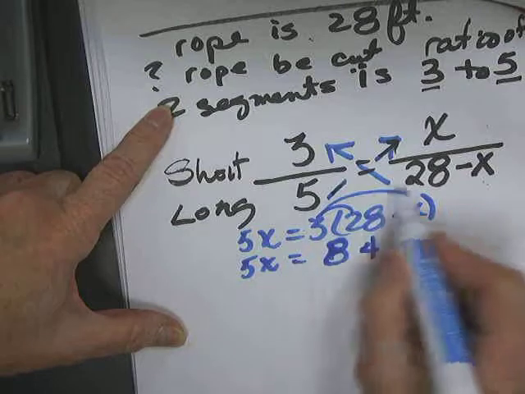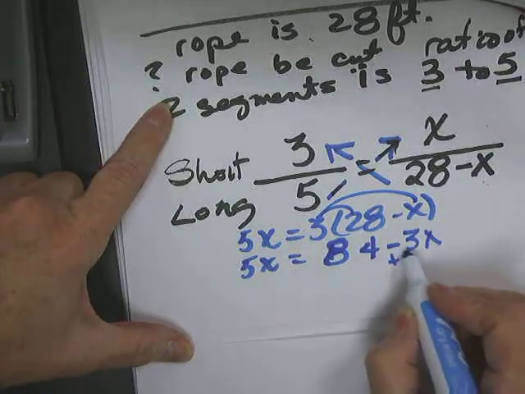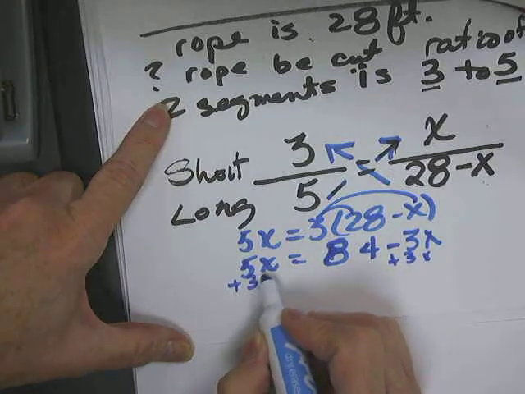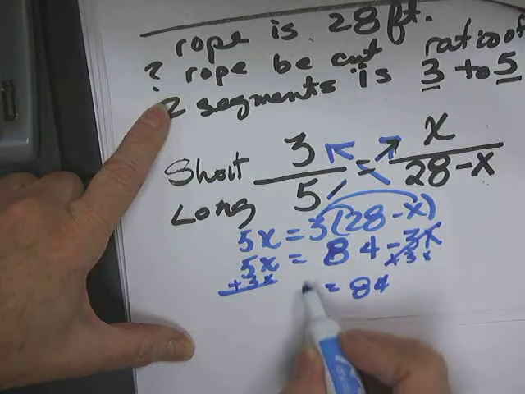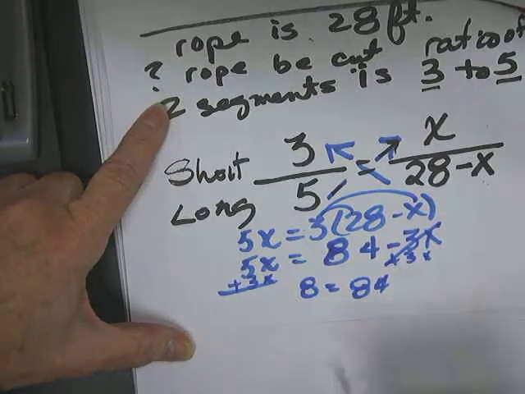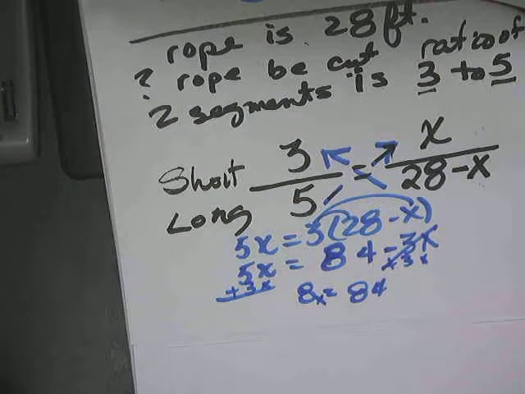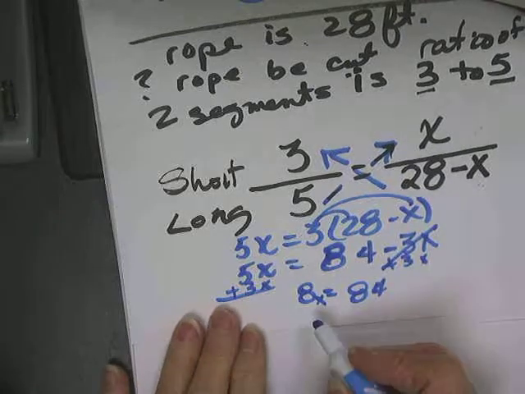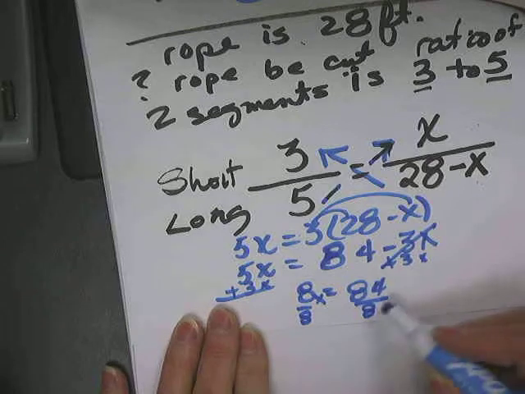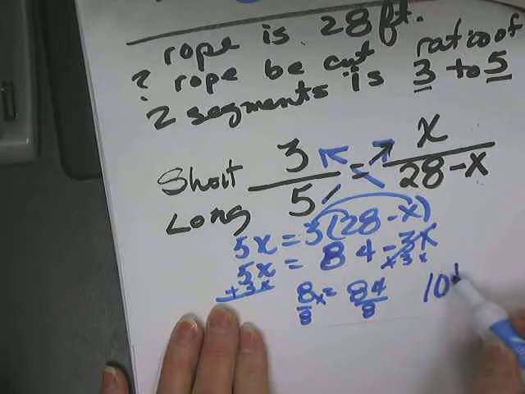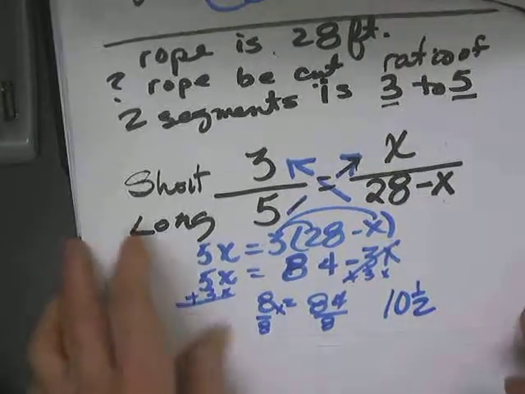Okay, what's 3 times 28? 84. Okay. Minus 3x, right? We did that. Okay, so add 3x, solve for x. So we have 84 equals 8x, right? Yeah. Divide that by 8, it's not going to be even, is it? Doesn't come out exact.